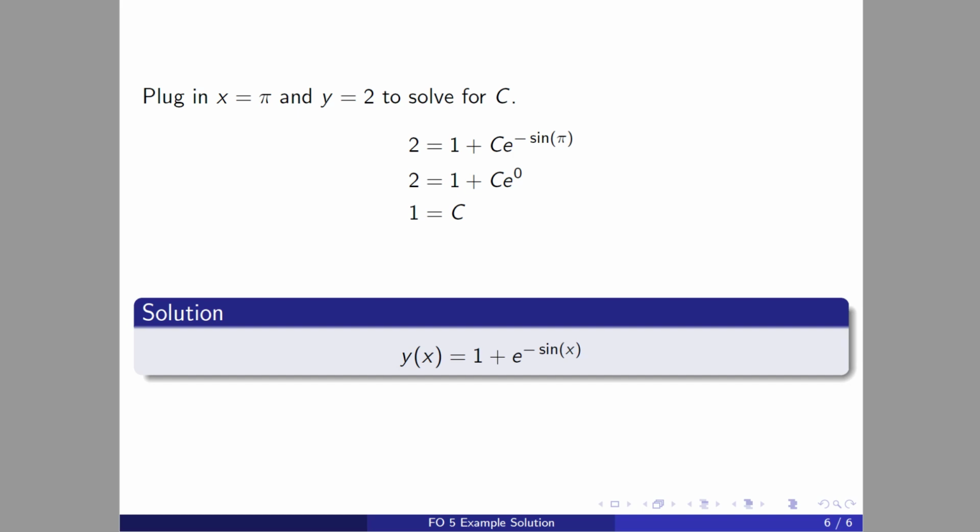So if you remember, we had that y of pi equals 2. So that means we plug in x equals pi and y equals 2 into the equation we just had, yielding 2 equals 1 plus c times e to the negative sine of pi. As sine of pi is 0, that makes e to the 0, and as e to the 0 is 1, we're left with 2 equals 1 plus c, or 1 equals c. Therefore, the solution to this initial value problem is 1 plus e to the negative sine of x.